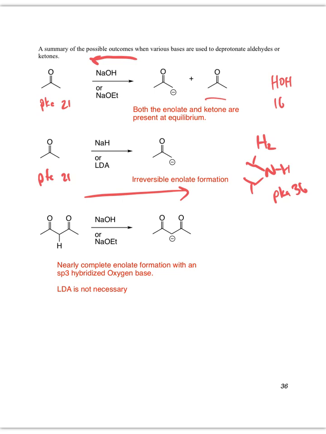Then if we have the diketone, we can use a weaker base, hydroxide, ethoxide, whatever, and it will nearly completely form the enolate from this because of the stability of the enolate and how acidic that hydrogen is, with its pKa somewhere around 9 or so. Whereas water has a pKa of 16. So it's not going to go back, it's only going to go towards the enolate, and LDA is not necessary in this one because of how acidic that hydrogen is.